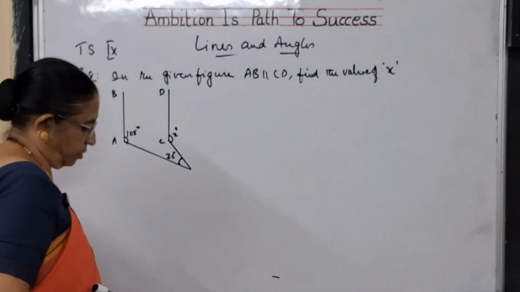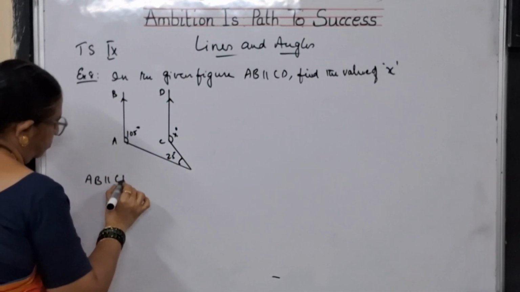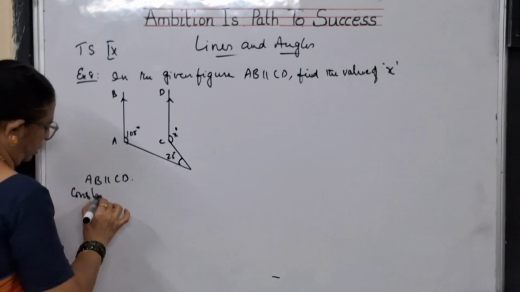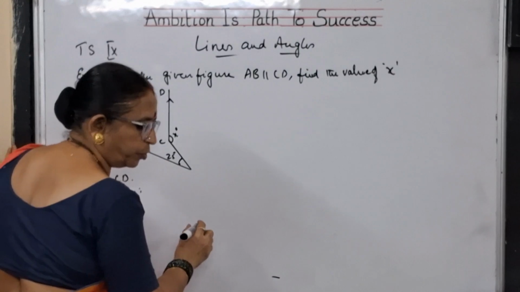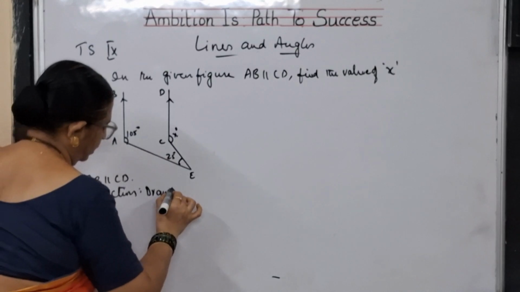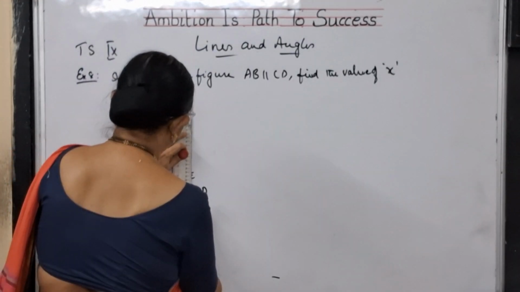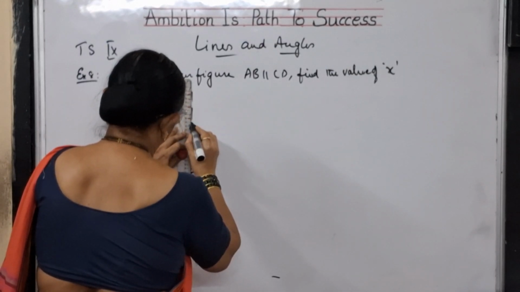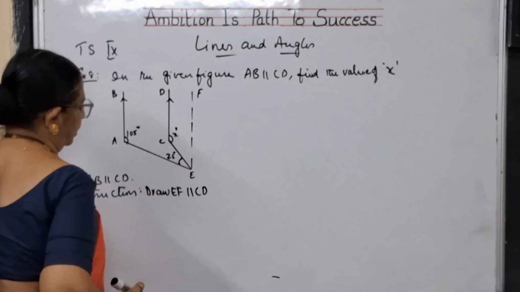So what is given to us? This symbol means they are parallel. AB is parallel to CD. Now you need to find out x. For this problem, there is a construction. This point is considered as E. So you have to draw EF parallel to CD. Construction should always be drawn in broken lines, so I am drawing this in broken lines. So this is EF, which is parallel to CD.